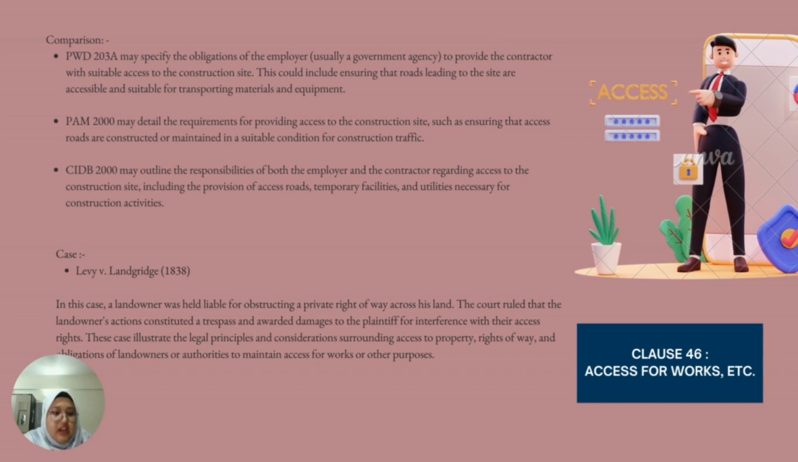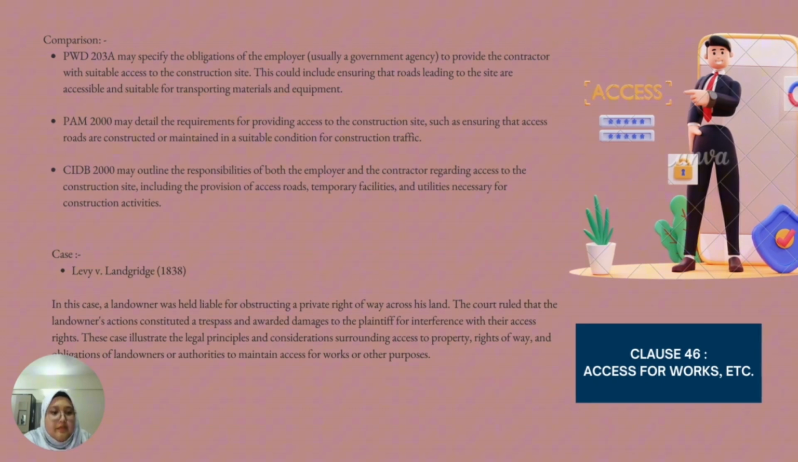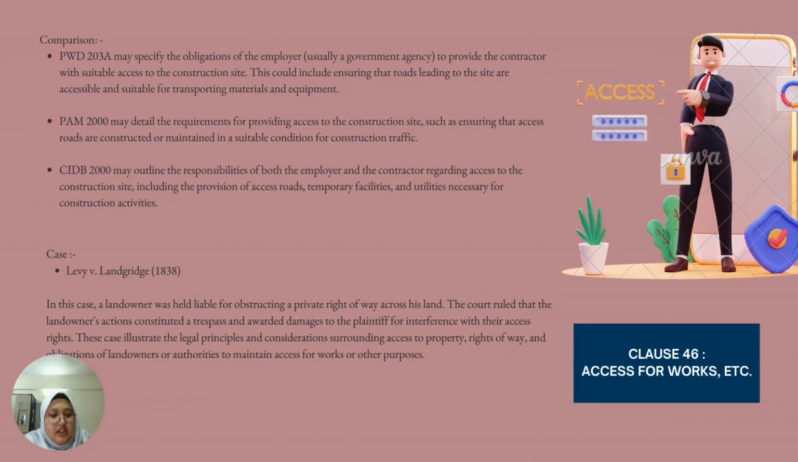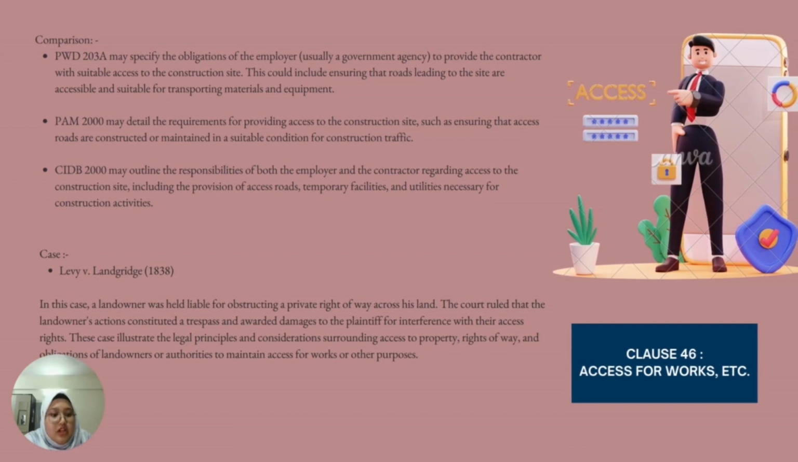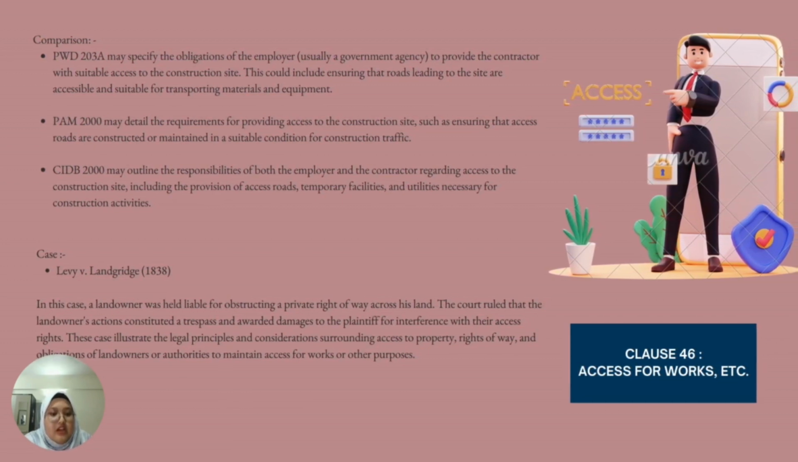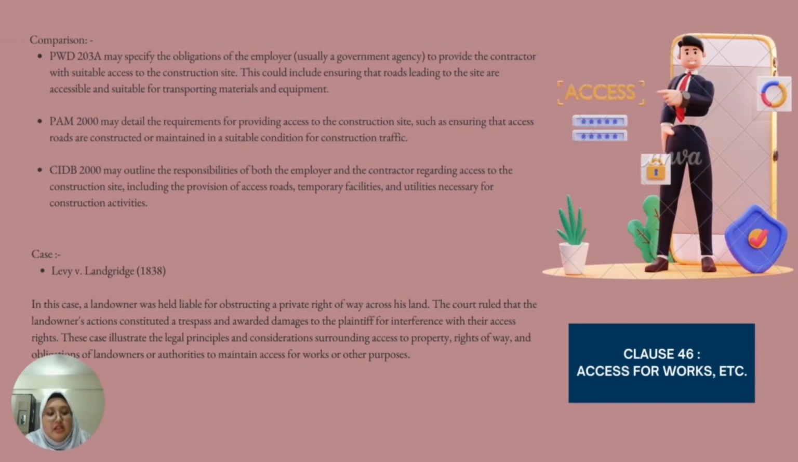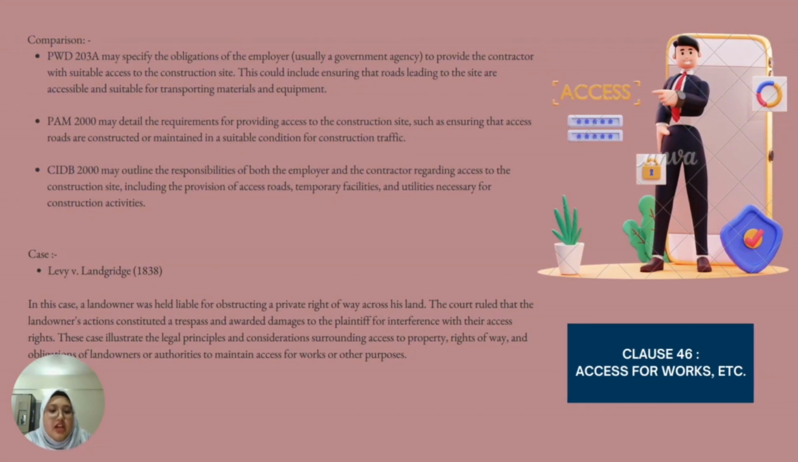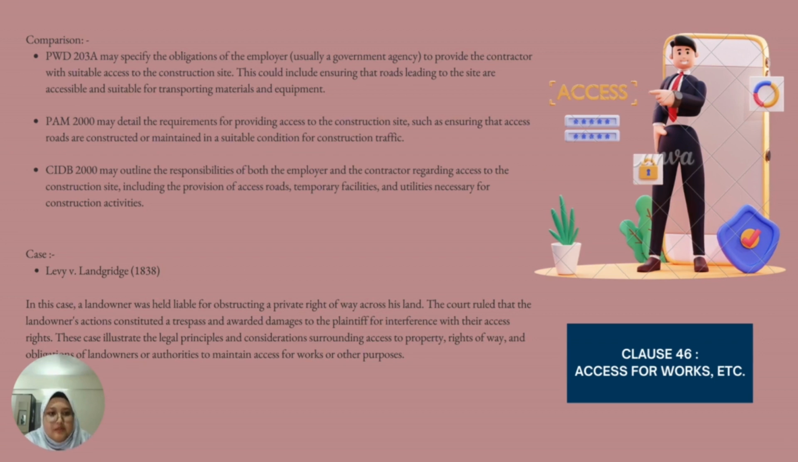So for the case, Lavy versus Langridge, 1838. In this case, a landowner was held liable for obstructing a private right of way across his land. The court ruled that the landowner's action constituted a trespass and awarded damages to the plaintiff for interference with their access rights. This case illustrates the legal principles and considerations surrounding access to property, right of way, and the obligation of landowners or authorities to maintain access for works or other purposes.